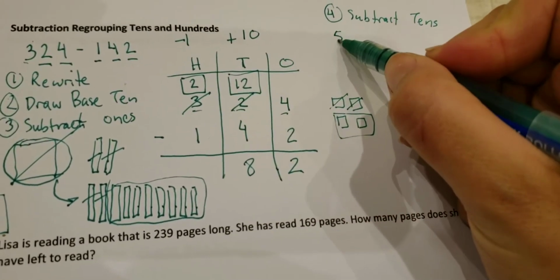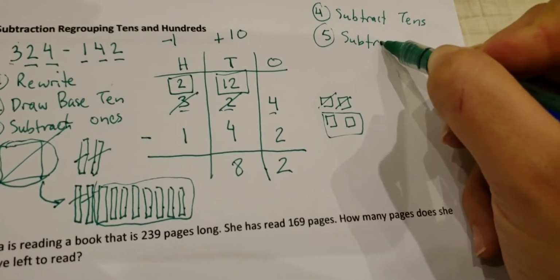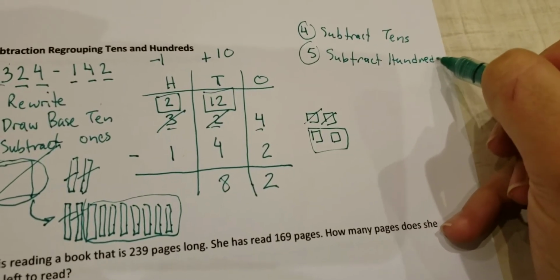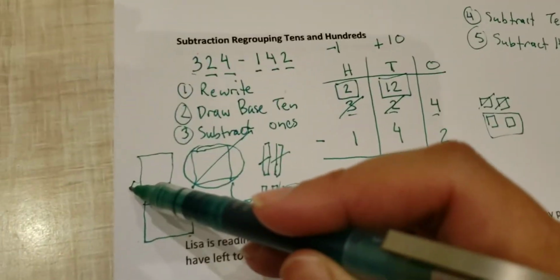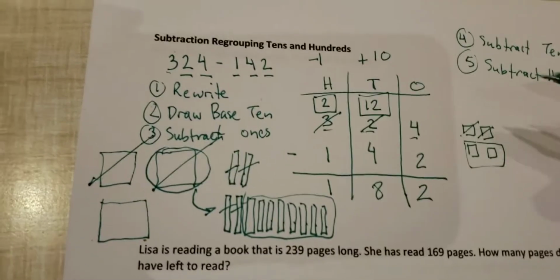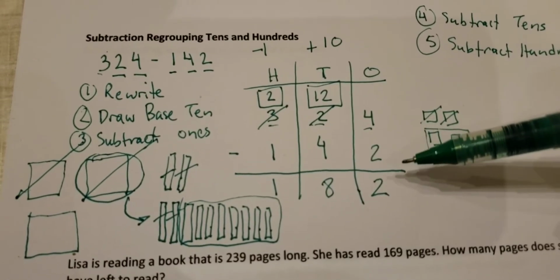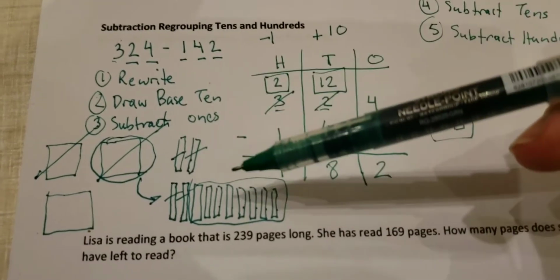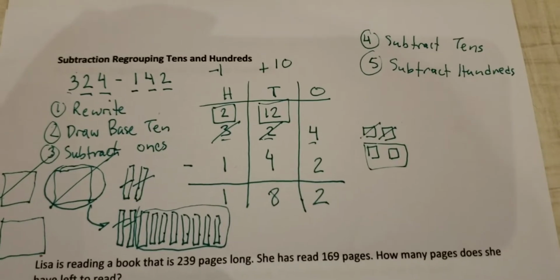Now I'm ready to subtract my hundreds. Subtract hundreds. 2 minus 1. I have 1 left. There we go. 324 minus 142 is 182. And I checked my work using the base 10 drawing here. And you can do the same.